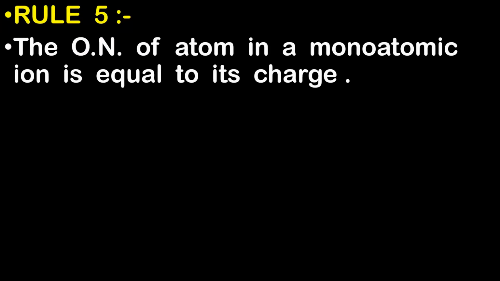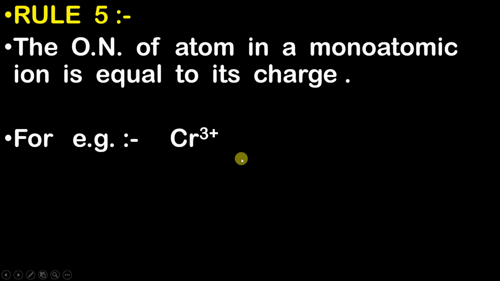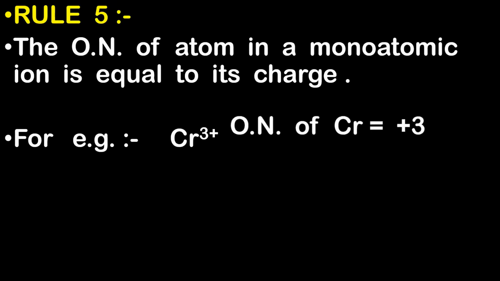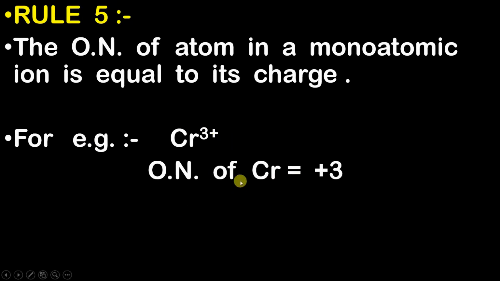Moving on to the fifth rule. The oxidation number of an atom in a monoatomic ion is equal to its charge. Now what is the meaning of this? Suppose you have chromium 3 plus. You have an ion of chromium over here. So what will be the oxidation number of chromium? Here the oxidation number of chromium will be plus 3. If any ion is present, the charge will be its oxidation number. So here the charge on chromium is plus 3. Therefore, the oxidation number of a chromium atom is plus 3.